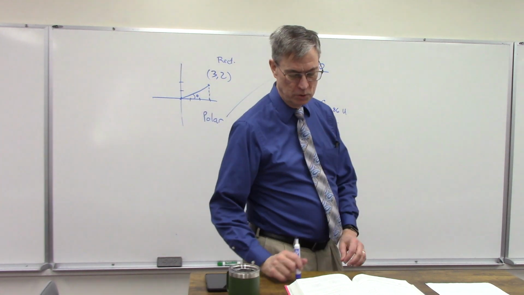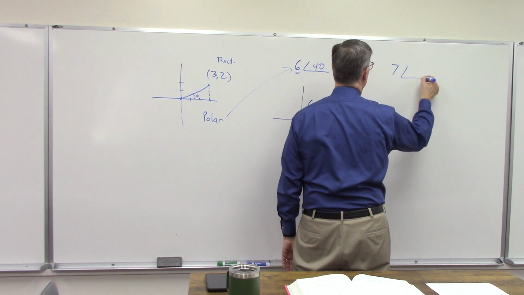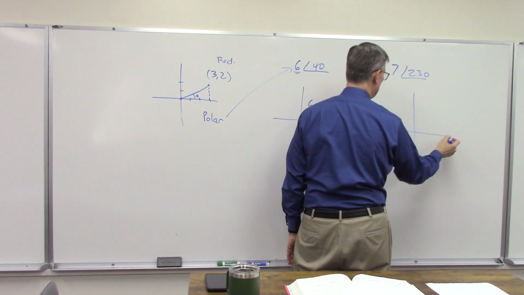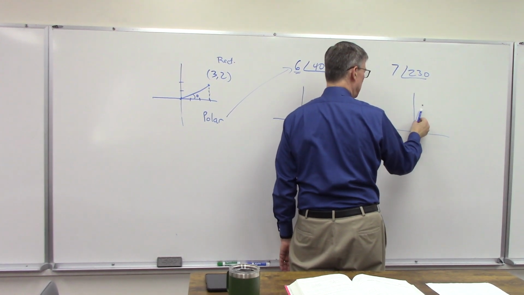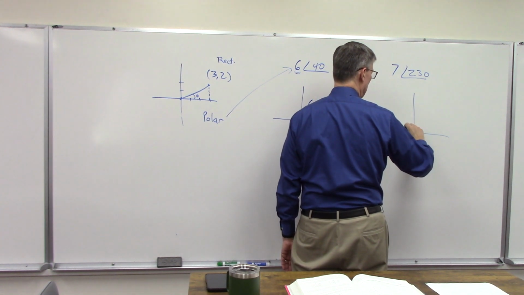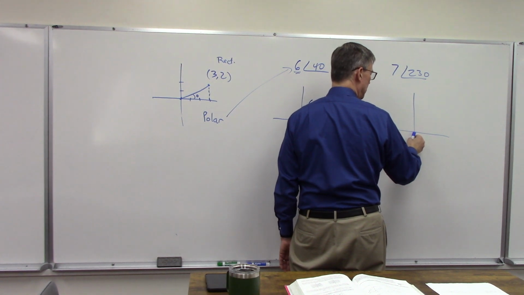Alright, let's do 7 at 230 degrees. Okay, let's be careful here now. Watch what I'm doing. How many degrees is it right here? 90. Good. How many degrees is it right here? 180. How many degrees would it be all the way down here? 270. So 230 is back here, isn't it?